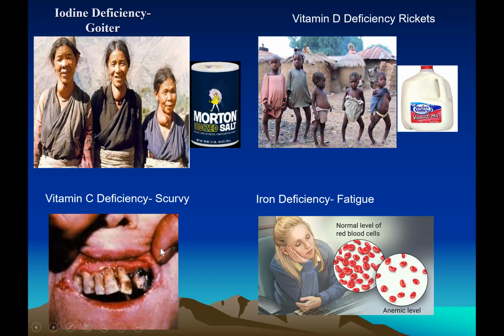Scurvy is a gum disorder caused by deficiency of vitamin C. Iron deficiency causes anemia, and chronic fatigue is one of the symptoms.